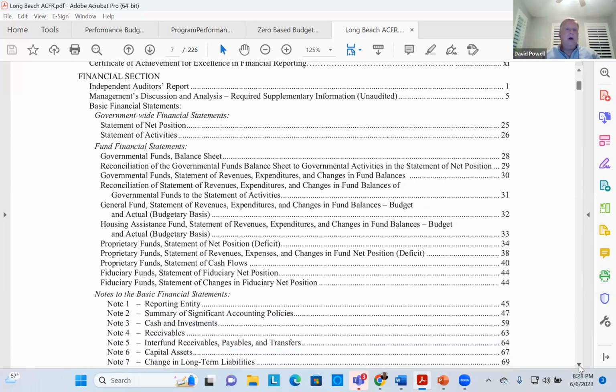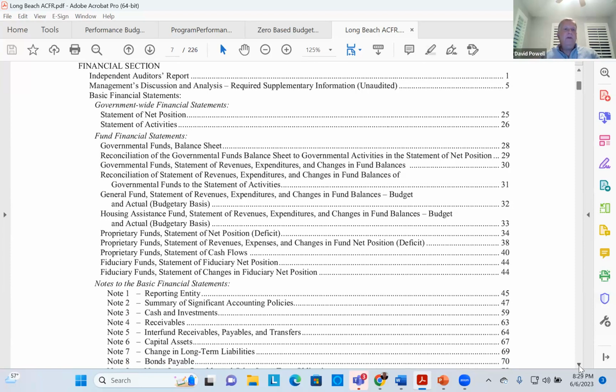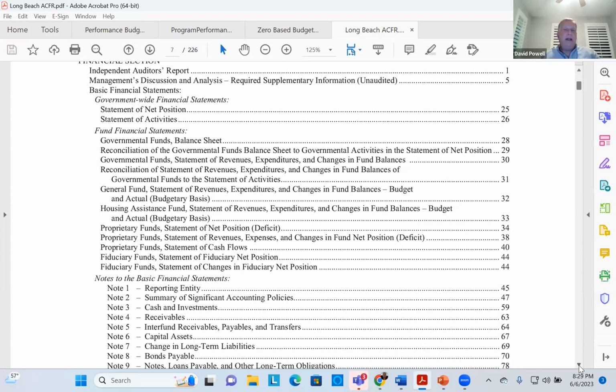So you've got your independent auditor's report, then you have your management discussion and analysis. With any annual comprehensive financial report, I really recommend you start, after you read the letter of transmittal, with that management discussion and analysis. This will put all of the details of the report into common sense narrative terms to make it a little bit easier to understand. Then you'll see you have what are called government-wide financial statements.